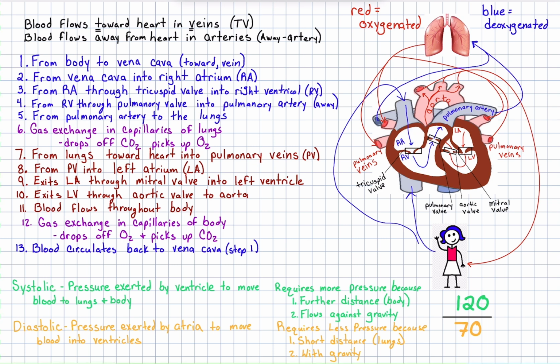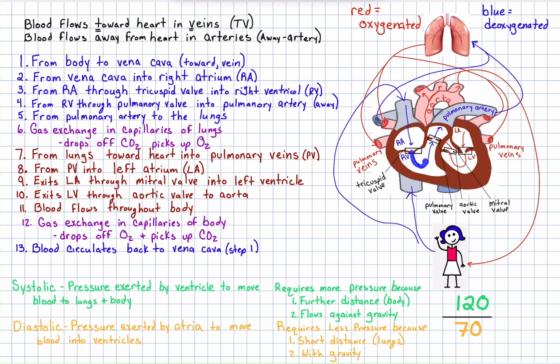The atria are the chambers that are up top. They're very thin, they're not very muscular. And that's because they're pushing the blood from the atria to the ventricle. So there's not really much distance for it to go, so we don't need a lot of pressure.